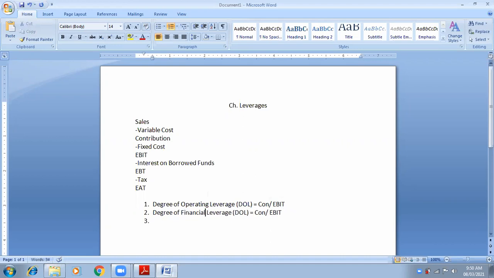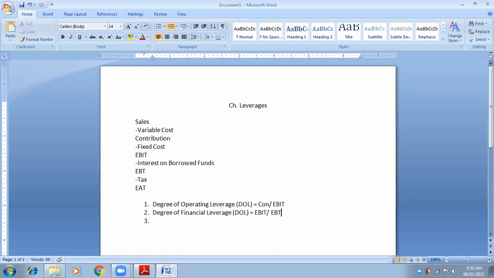Yes, please repeat. What is the formula for DOL? Contribution upon earning before interest and tax. Very good. Contribution upon earnings before interest and tax. Next, degree of financial leverage. What is the formula? EBIT upon EBT.